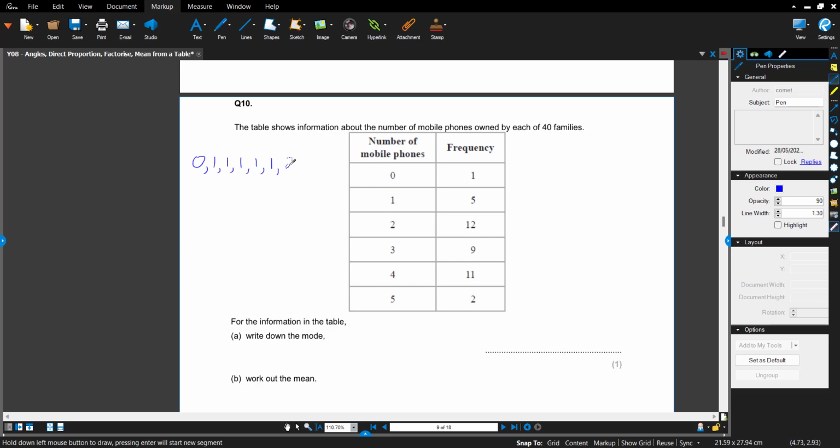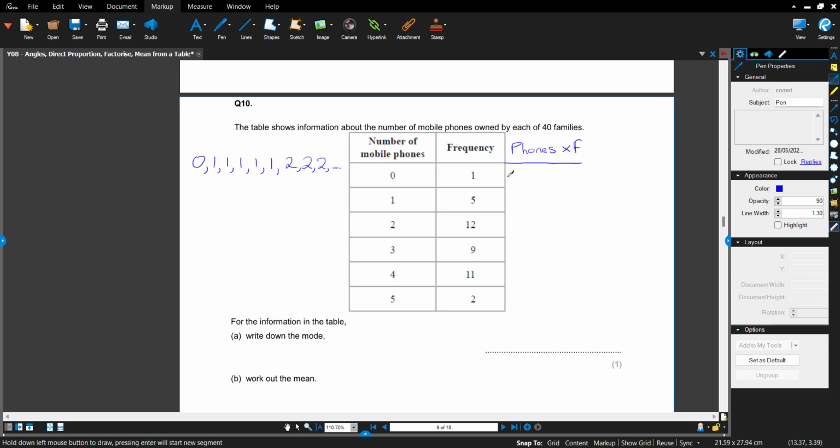12 families have 2, so it's 2, 2, 2, 12 times. All right, so it's a big list, right? So a nice neat way, instead of writing out all these numbers, is just put it in a table. So what you do is you should write down here, just multiply the frequency by this. Let's say, if you want to write down, you can say phones times frequency, F. Phones times F.